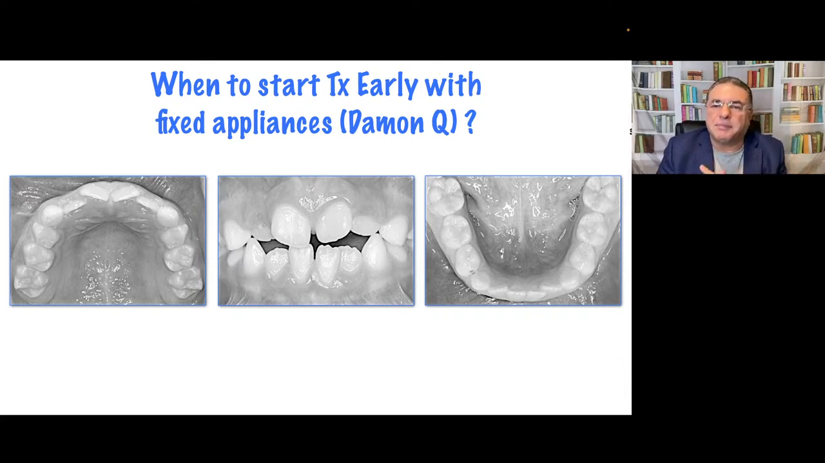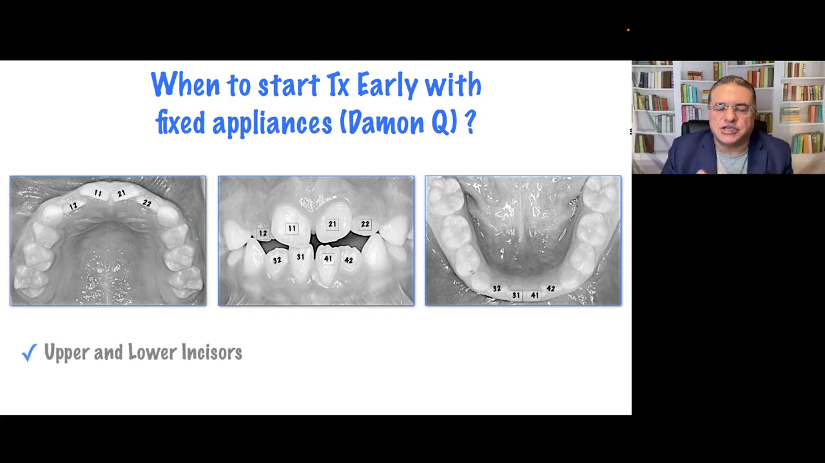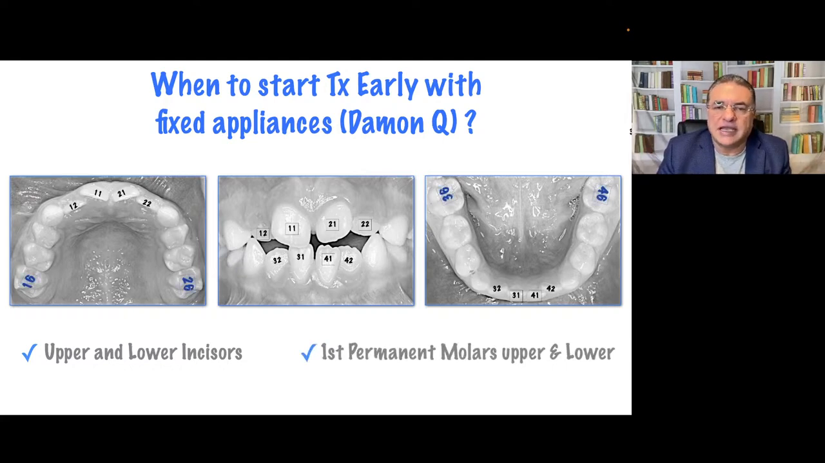So what are the protocols that I follow in my patients at early stages? Obviously, class 2 or class 3 patients. We will see now one class 3 patient treated at early stages. But the best stage to start the treatment is when we have erupted the upper and lower first molars, and when we have the upper 4 anteriors and lower 4 incisors. This is the best stage to start an early treatment.